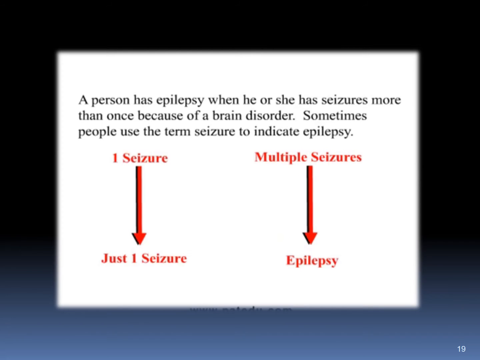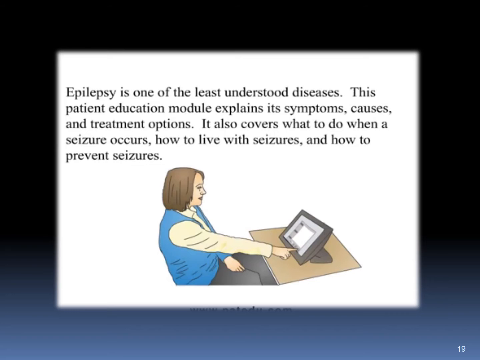A person has epilepsy when he or she has seizures more than once because of a brain disorder. Sometimes people use the term seizure to indicate epilepsy. Epilepsy is one of the least understood diseases. This patient education module explains its symptoms, causes, and treatment options. It also covers what to do when a seizure occurs, how to live with seizures, and how to prevent seizures.